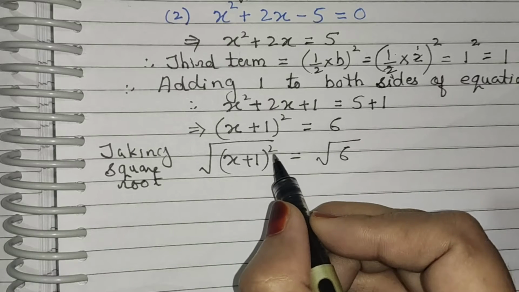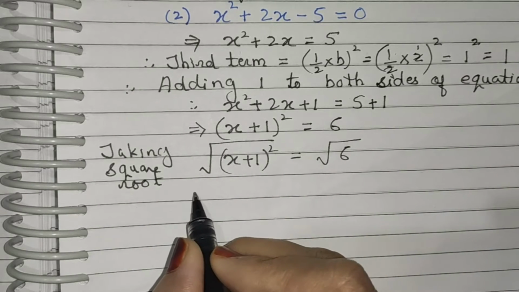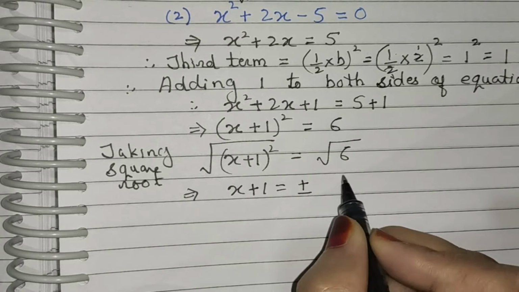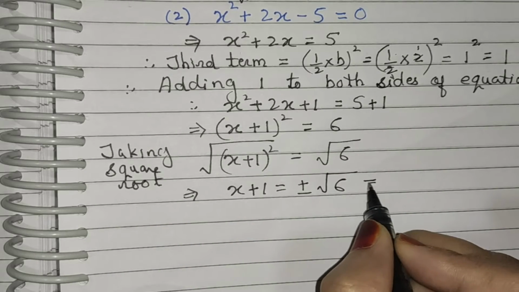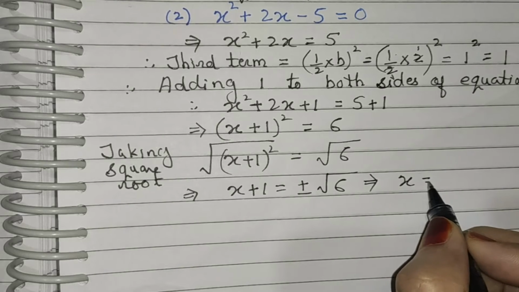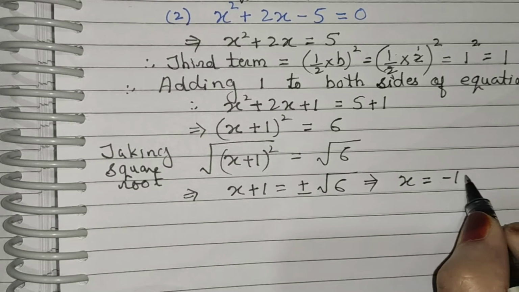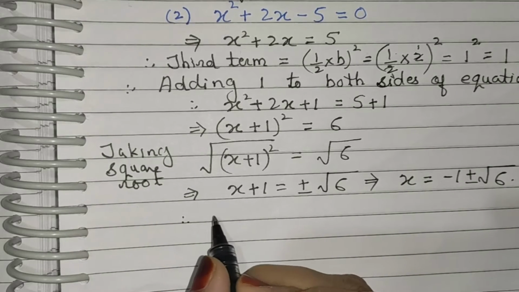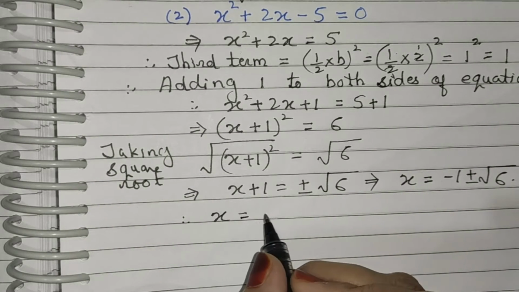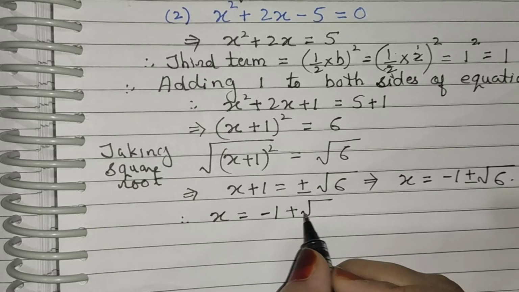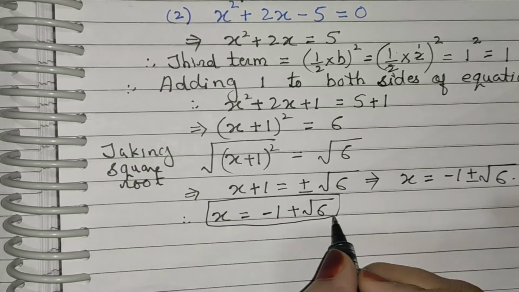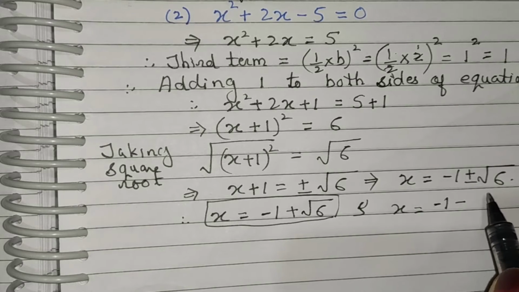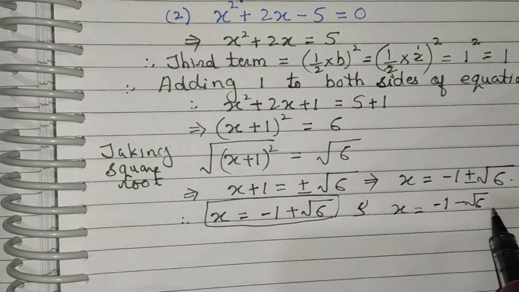Now square and square root both are cancelled here. We get x plus 1 is equal to plus minus root 6. Therefore the value of x is equal to minus 1 plus minus square root of 6. Therefore first root x is equal to minus 1 plus root 6, and the second one x is equal to minus 1 minus root 6.